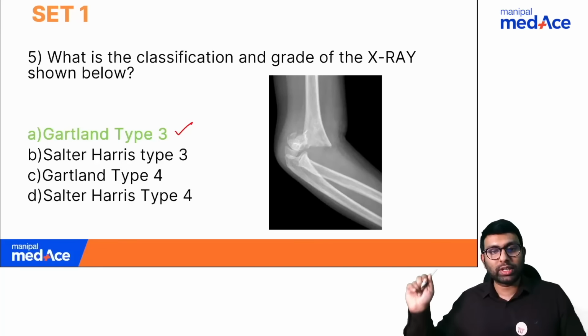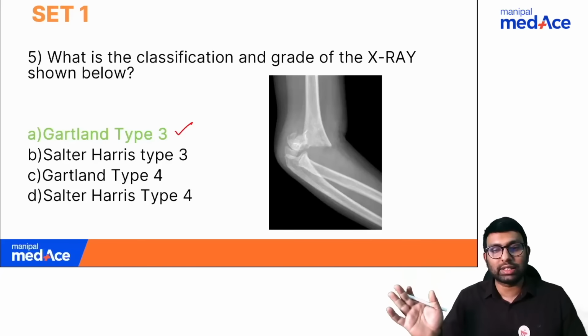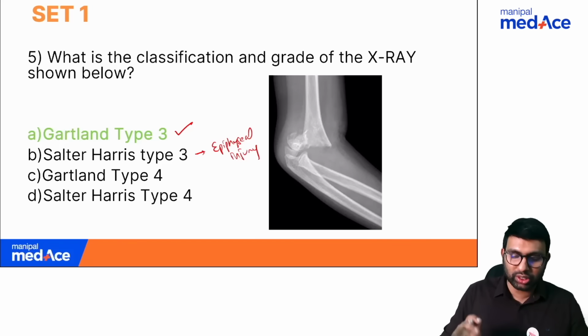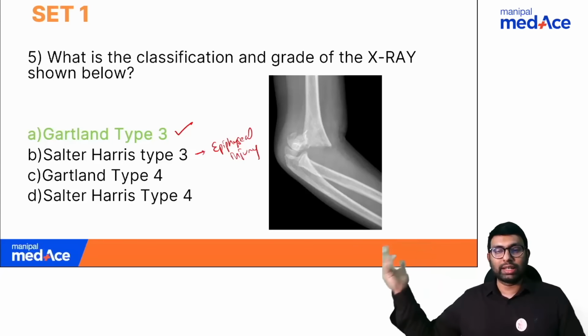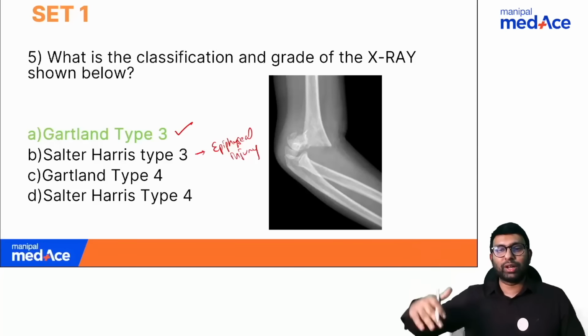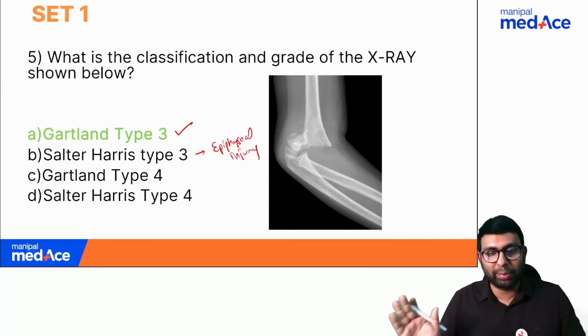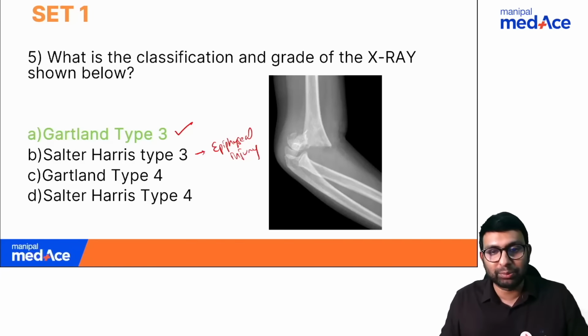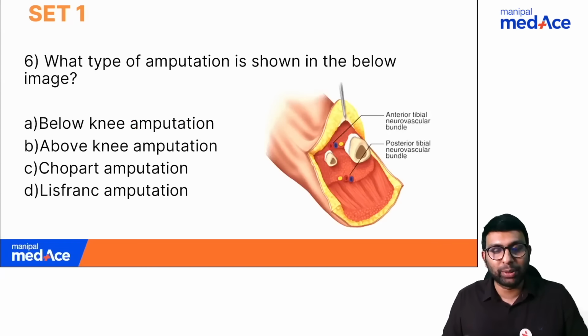The other options were Salter-Harris classification. Salter-Harris classification is done for epiphyseal injuries. They're done mainly to look for epiphyseal injury. So in this image here, it's a lateral view. You can't see the epiphysis and the fracture appears to be above the epiphysis. So this cannot be a Salter-Harris classification. This is more in favor of a Gartland type 3 fracture. So that is a very simple question.